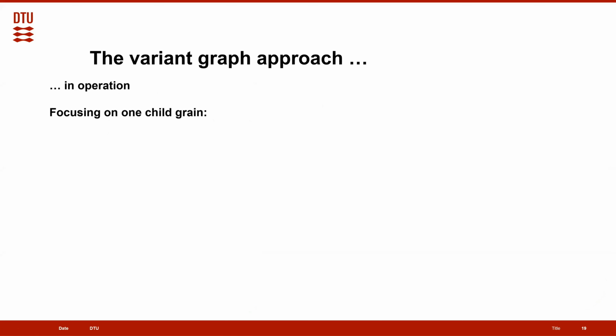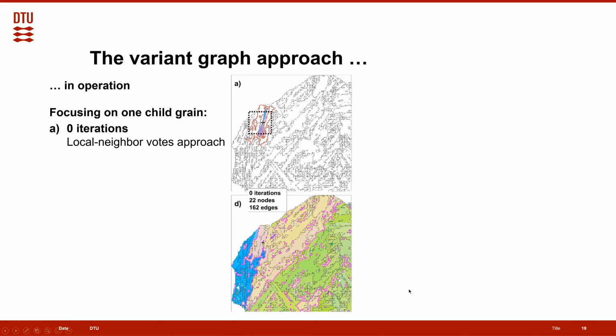So let's look at the variant graph in operation. Maybe let's focus on one child grain. This is again the prior Austin grain we looked at before, where we have a lot of twin-related variants. We now look at just one child grain and see how it connects to its neighbors within the variant graph approach. This is a very nice graphic that Tuomo made, where we can see all the nodes being connected. Initially, at 0 iterations, we have this local neighbor approach, where we just initialize the graph. We are connected to 22 neighboring grains by 162 edges.